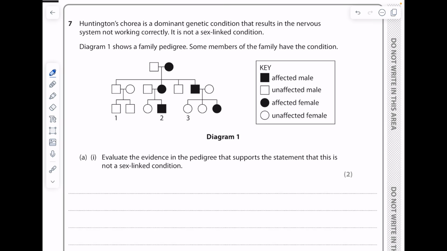Huntington's chorea is a dominant genetic condition that results in the nervous system not working correctly. It is not a sex-linked condition. Diagram 1 shows a family pedigree. Some members of the family have the condition. Remember to use that key so we can see straight away. Here we have a healthy male, a diseased female, healthy male, female, healthy male, diseased female, healthy male, diseased male.